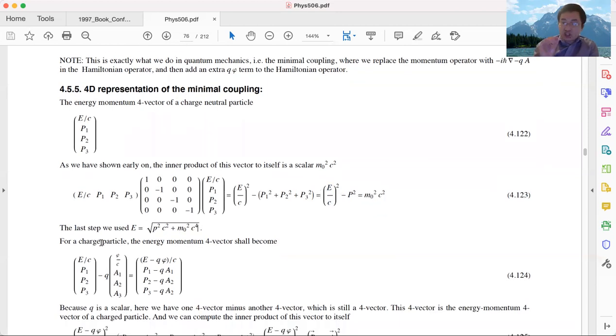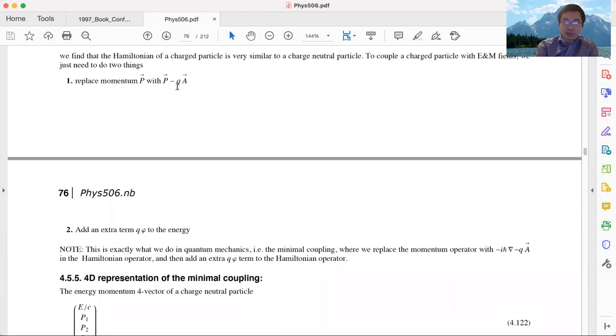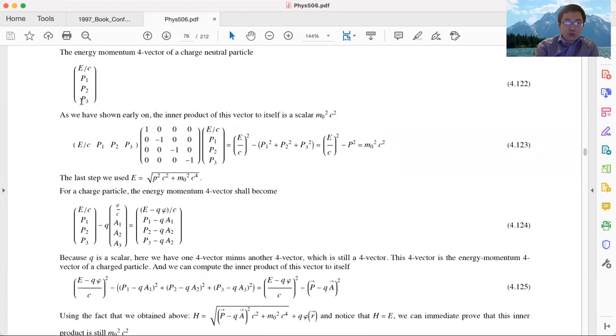And now let's consider a charged particle. Okay, so for a charged particle, what we need to do are two things. One is to change the Hamiltonian, change energy. Another is to replace momentum. Okay, these two modifications can be combined together as one 4D vector. Okay, so we know that for a charge neutral particle, we should use this 4D vector to describe my energy and momentum. For a charged particle, it turns out that we should use this 4D vector. Okay, this is a 4D vector. We already know energy and momentum is a 4D vector.